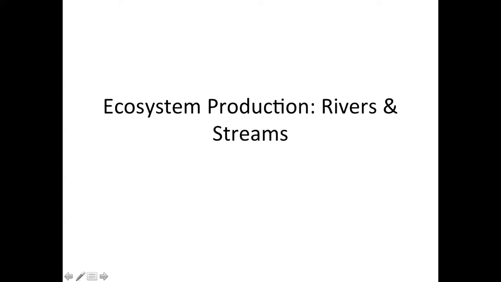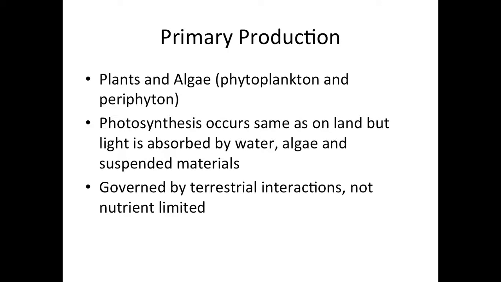Logan White, and I did my presentation on primary production in rivers and streams. The primary production is done by plants and algae in the water. Phytoplankton is algae that is suspended in the water column, and periphyton is algae that grows on some type of submerged substrate, usually rocks or logs.